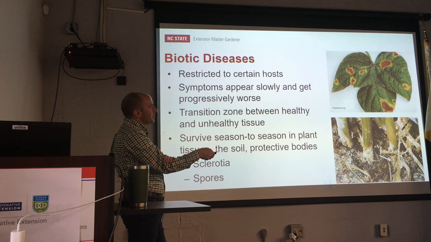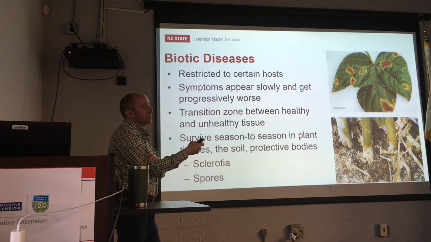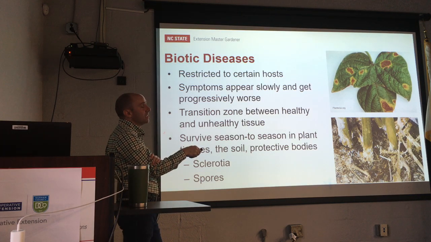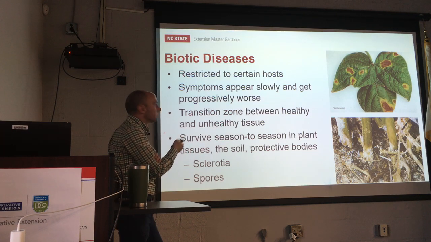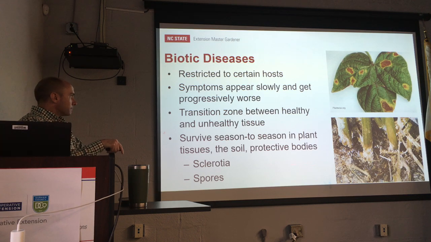and where it's actively infecting new tissue is this yellow halo, and then it hasn't gotten to the green tissue yet, but is likely to keep on spreading. Not all fungal diseases have a halo, and most bacterial diseases don't, but if you do see a halo, that's a very good indication it's a fungal leaf spot.